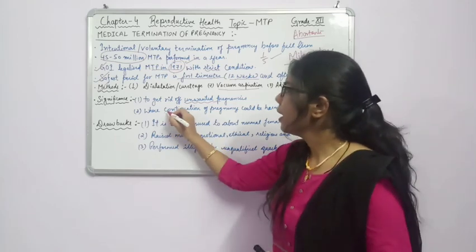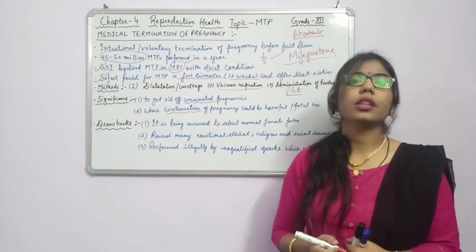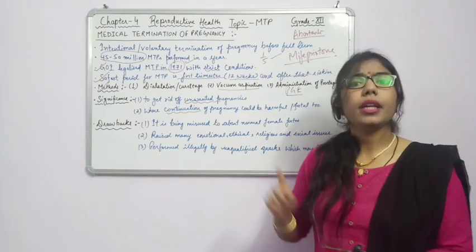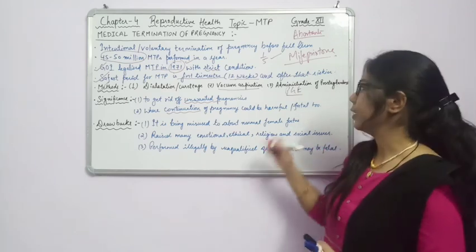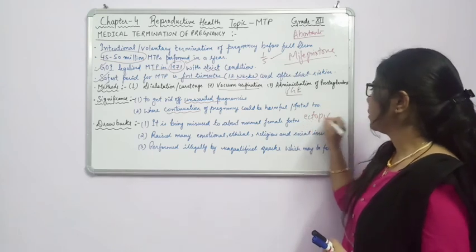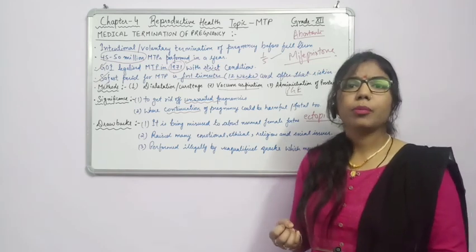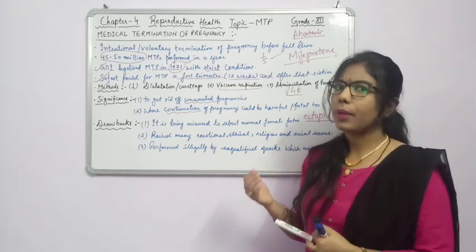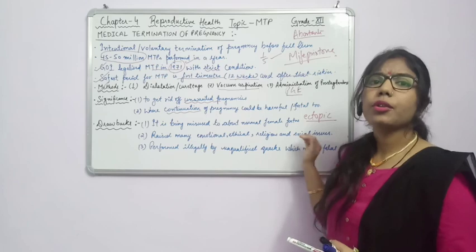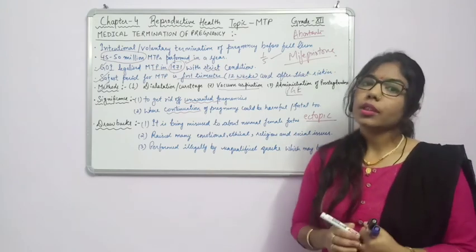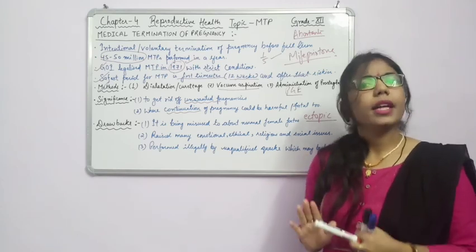Now another point is where continuation of pregnancy could be harmful or fatal. It means that in that condition the pregnancy should be terminated. How? We have covered it in an earlier chapter, that is ectopic pregnancy. What is it? It means that the embryo gets attached in the fallopian tube instead of the uterus. It should be implanted in the uterus, but somehow it does not reach the uterus, and it implants in the tubes only. At that time this pregnancy is harmful for the woman, so that type of pregnancy should be terminated.